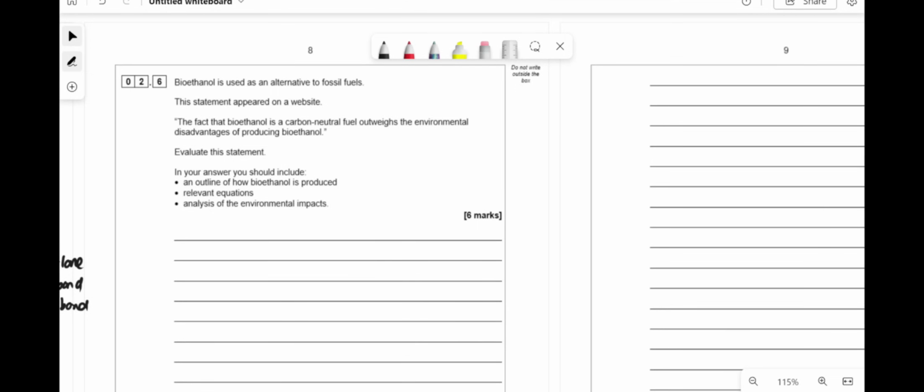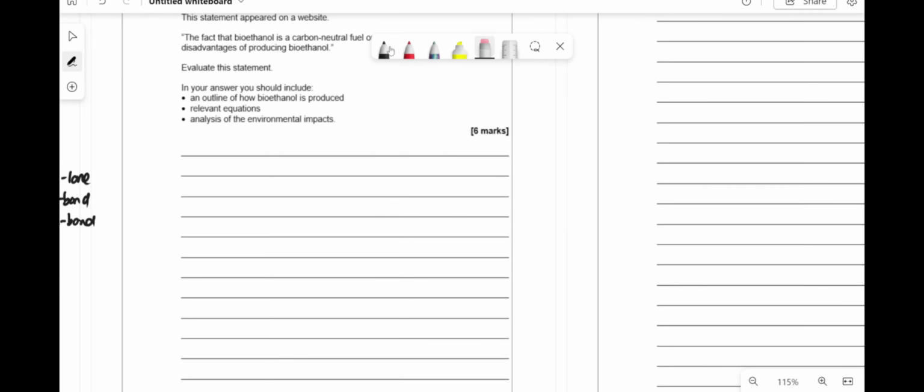Bioethanol is used as an alternative for fossil fuels. This statement appeared on a website. The fact that bioethanol is a carbon-neutral fuel outweighs the environmental disadvantages of producing bioethanol. Evaluate this statement. In your answer, you should include an outline of how it's produced, relevant equations, and analysis of. Okay, so this question wants us to evaluate the statement, so we need to say what supports it and what doesn't support this statement. So let's talk about the processes leading to it.